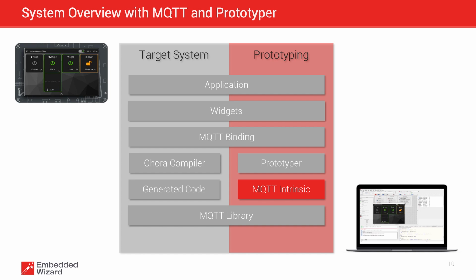For the prototyping itself, it's mainly the same. Here you have your application, also the different set of widgets and the binding, but the prototyper is then using the MQTT intrinsic module, which is connected to the MQTT library, and will bring all the data from the MQTT devices to the prototyping environment.